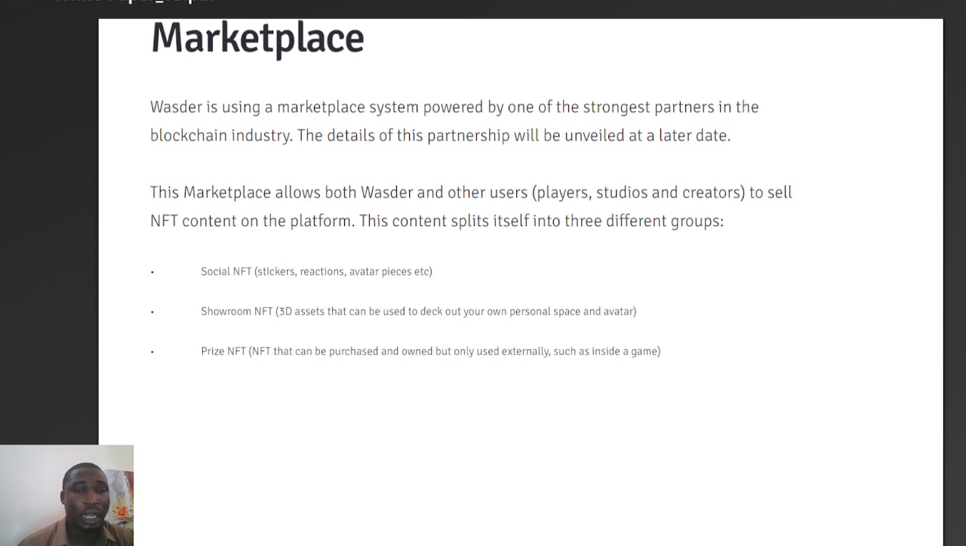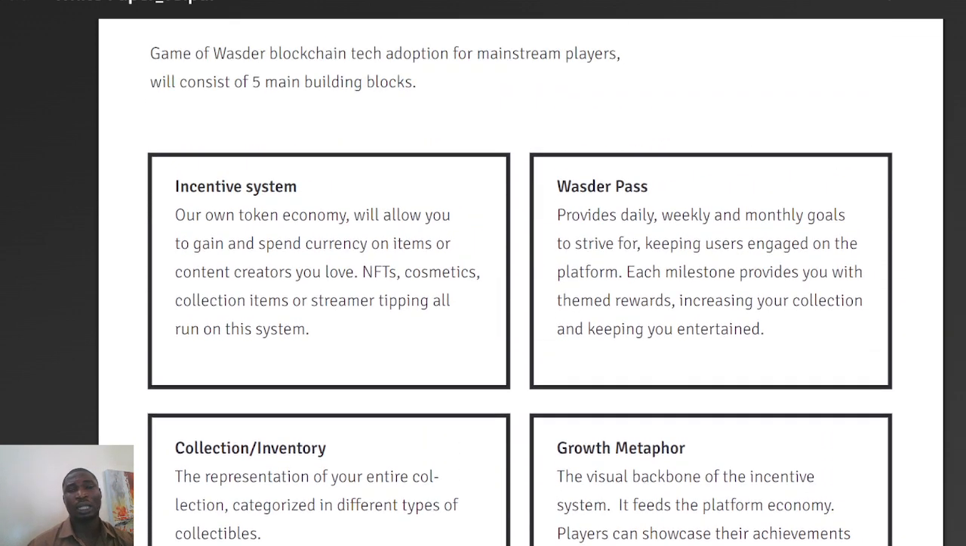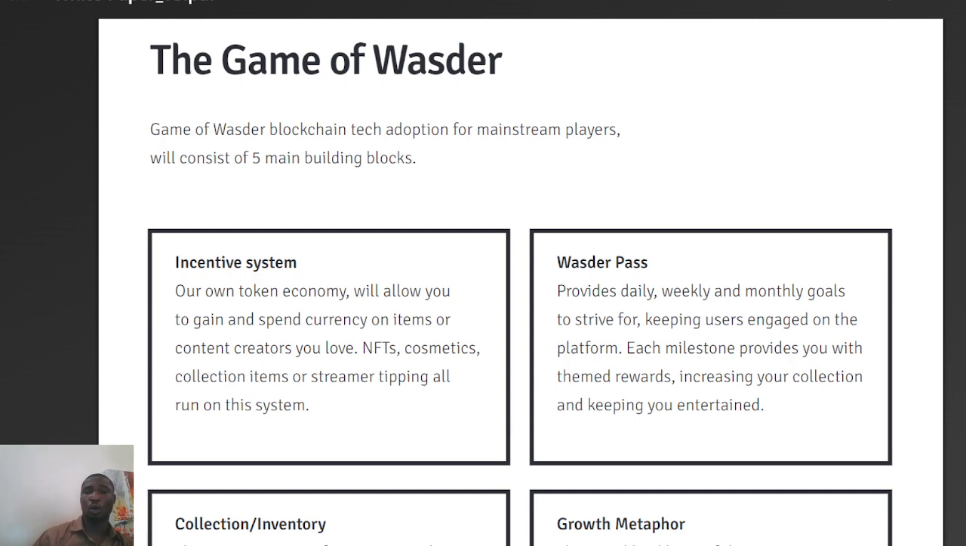Now the marketplace is a system powered by one of the strongest partners in the blockchain industry. The details of the partnership will be unveiled later. This marketplace allows both the token and users, play studios and creators to sell NFT content on the platform. You can sell your social content NFT, your showroom NFT, your prize NFT and all that. All this can be done on this platform. So all these are important points we need to know.